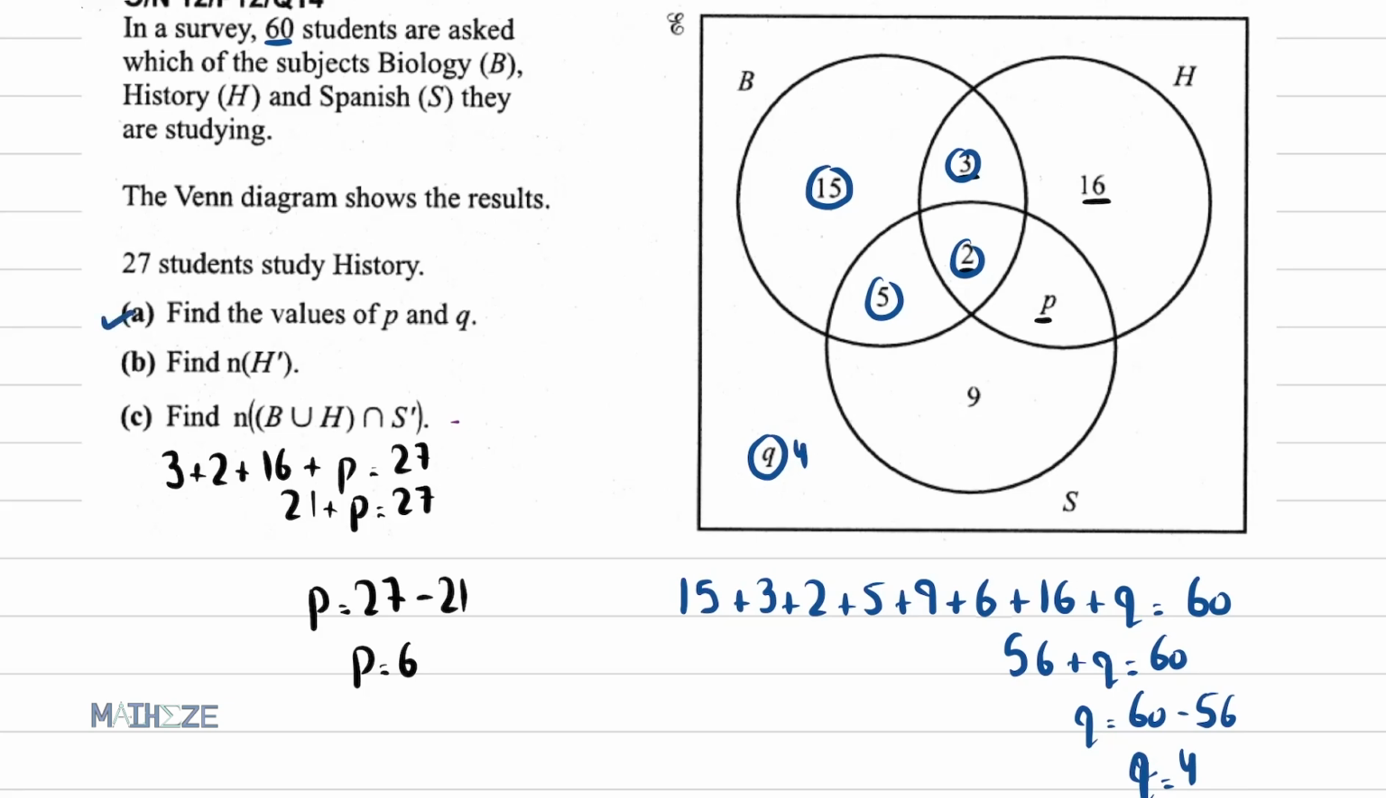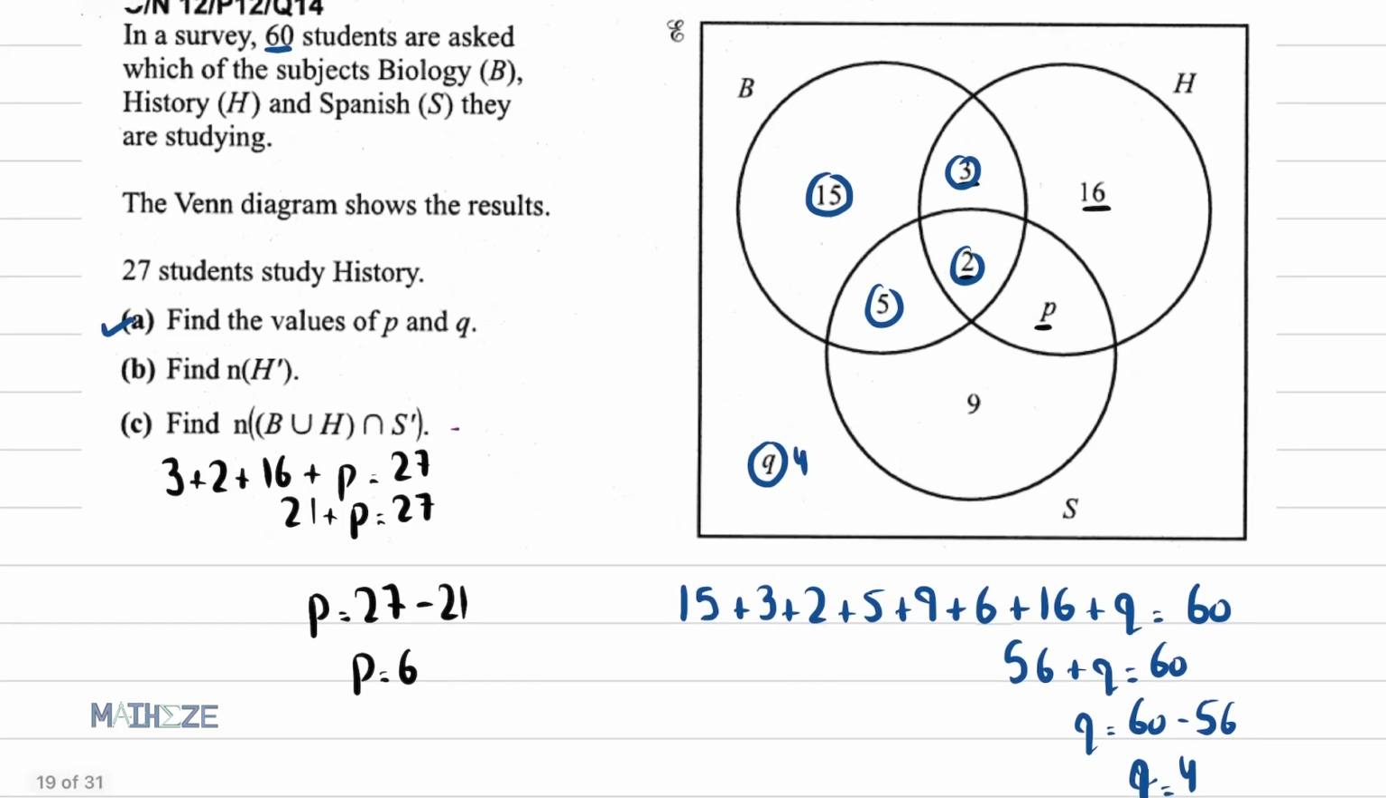Part A. Then it says all the elements that are not part of H. We need to write those. So this is not part of H. This is not part of H. This is not part of H. This is not part of H. They all are H complement. So let's add these. It's going to be 15 plus 5 plus 9 plus 4. That makes 33. Do you all get till this point?